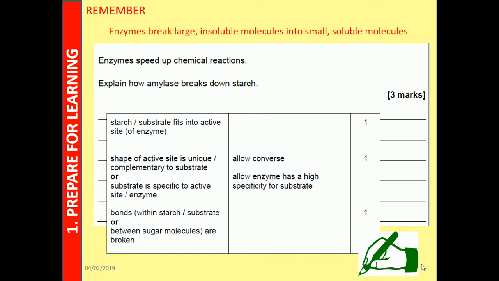The bonds in the substrate break down. Now that's a really important one, which I didn't mention, okay? So the bonds break down. It's a long molecule and the enzyme cuts through those bonds like scissors, okay? So mention that the bonds break when it goes into the amylase enzyme.